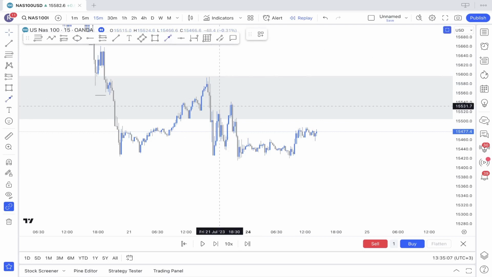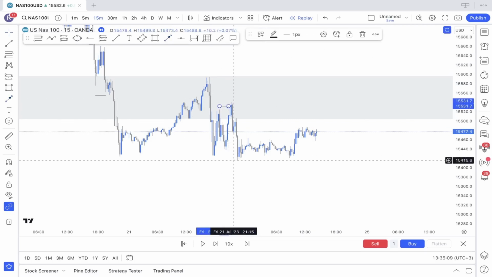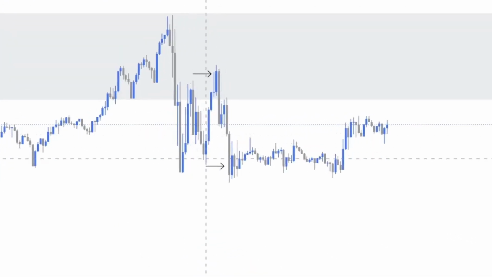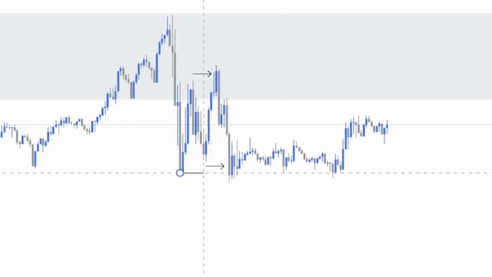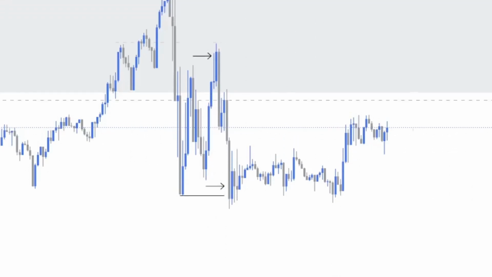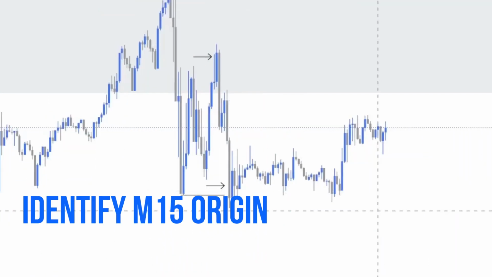Okay, so we have a very clear liquidity sweep, followed by a displacement, followed by a break of structure to the downside. Okay, we broke this low as well as this low right here. Okay, very clear to see, breaking lower. And after that, the next step was for us to identify a M15 point of origin.